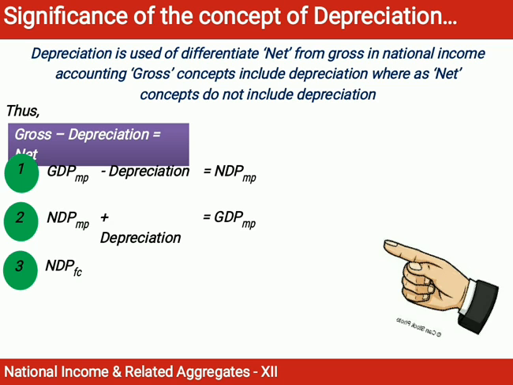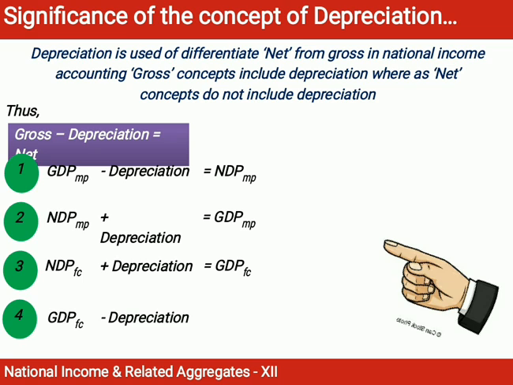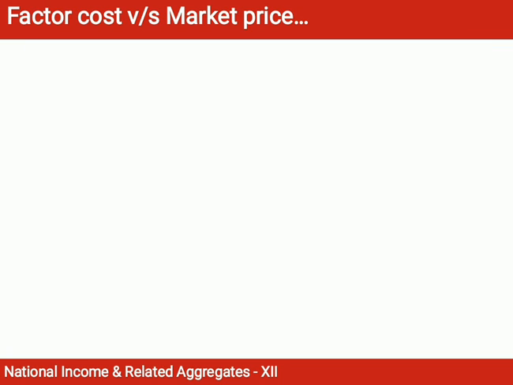And in the third example, NDP FC plus depreciation. NDP FC means net domestic product at factor cost. Net plus depreciation equals gross. So NDP FC plus depreciation equals GDP FC. And the fourth example, GDP FC minus depreciation equals NDP FC. So gross minus depreciation equals net value.